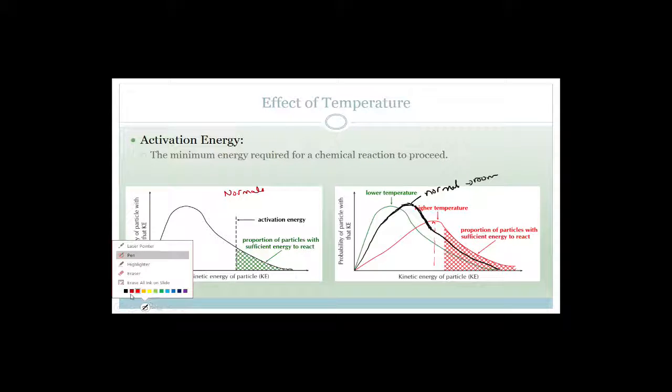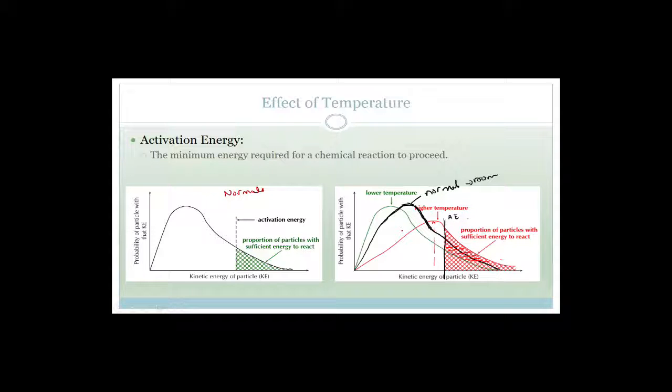But what you've also got to understand is that I've left out the activation energy. Hang on, let me just put the activation energy in. So activation energy was about over here. Okay, it's still there. So this is the activation energy. What you can see now is that there are way more particles above the activation energy. Do you see that?